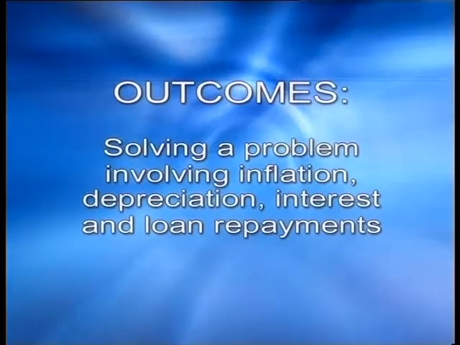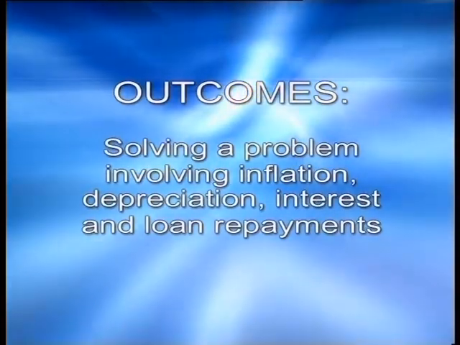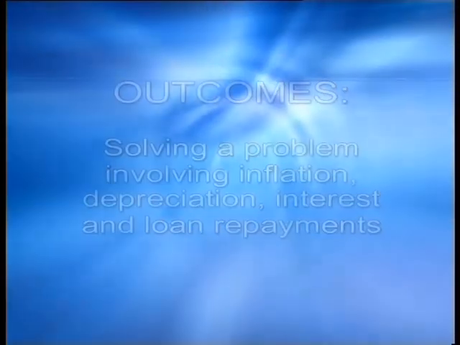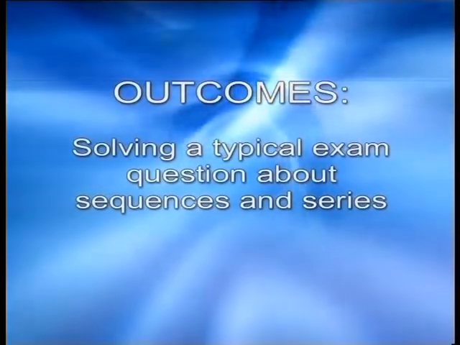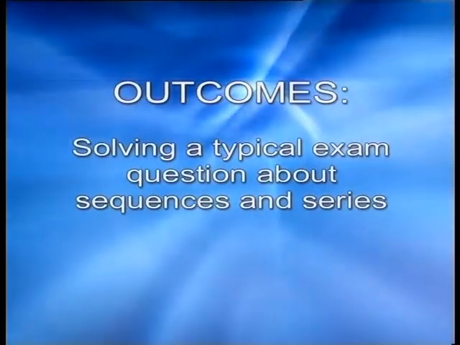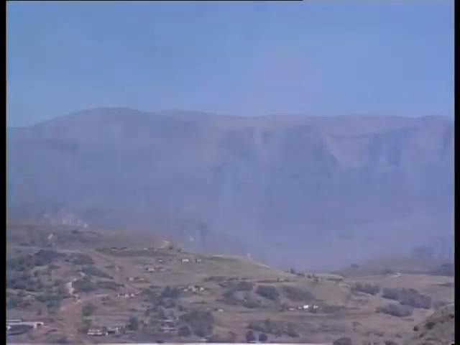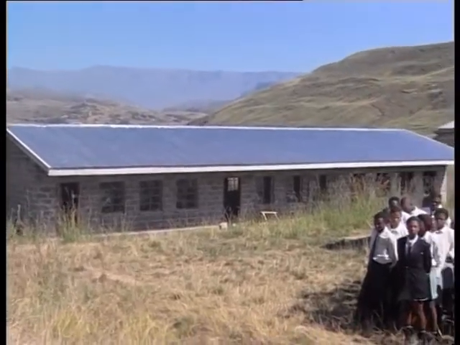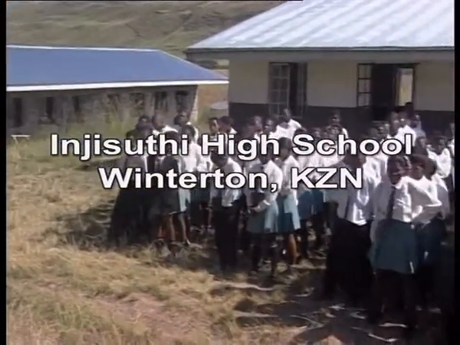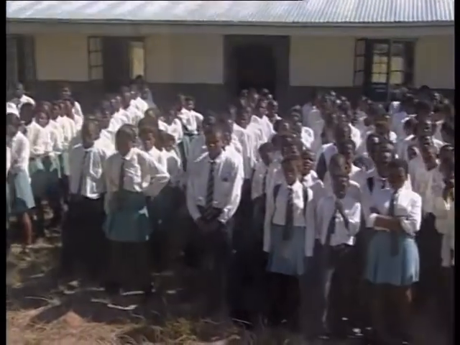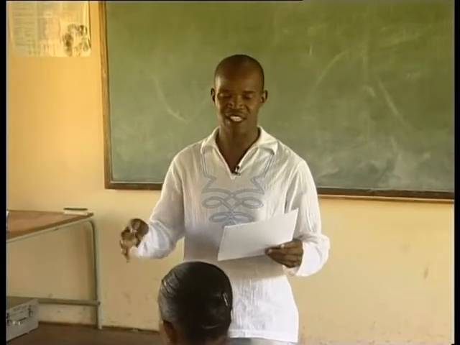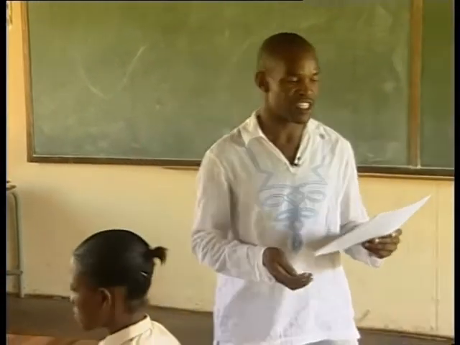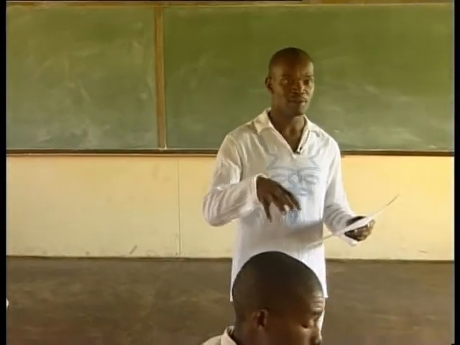The intended outcomes are: solve a problem involving inflation, depreciation, interest and loan repayments and use the results to make an informed choice, and to solve a typical exam question about sequences in series. We are going to solve a problem involving inflation, depreciation, interest and loan repayments and use the results to make an informed choice.